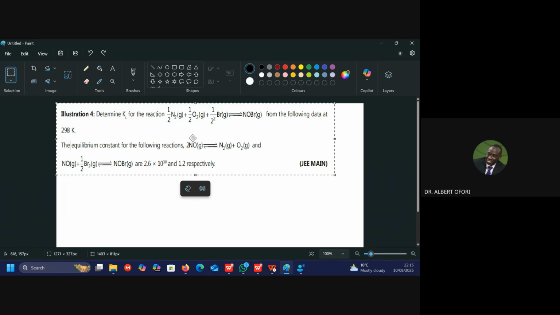So that is it. If I should have it, it means that the new K becomes the original, which is now 1 over 2.6 times 10 to the power 30, raised to the power of the factor, and the factor is half, which is like the square root of it. Okay, that will now become the new K1. So if I'm adding them, then the overall Kc here will become the new K1 times the K2. Are we okay?